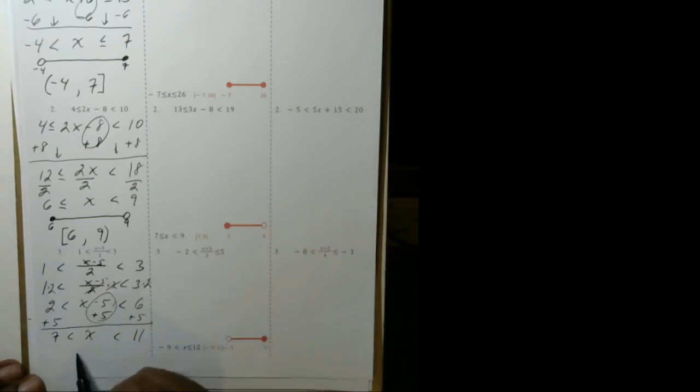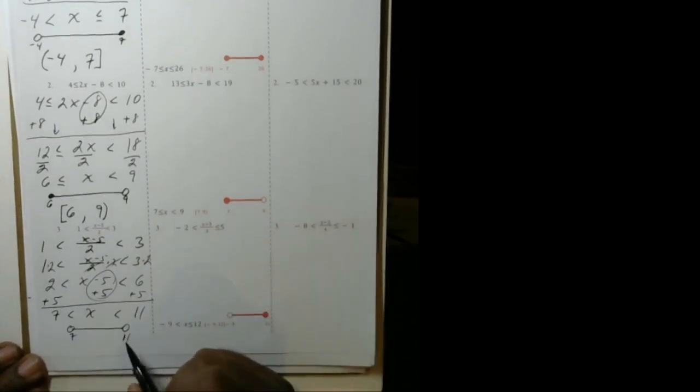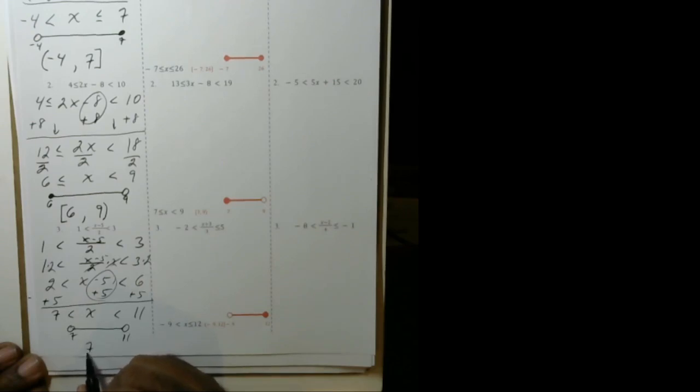The graph of that will be a line segment with open circles at both ends, and that'll be 7 and 11. The set notation will be 7 on the left with a parenthesis, 11 on the right with a parenthesis, and then a comma in between.